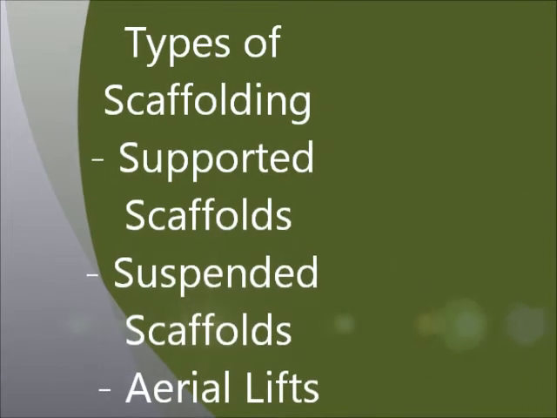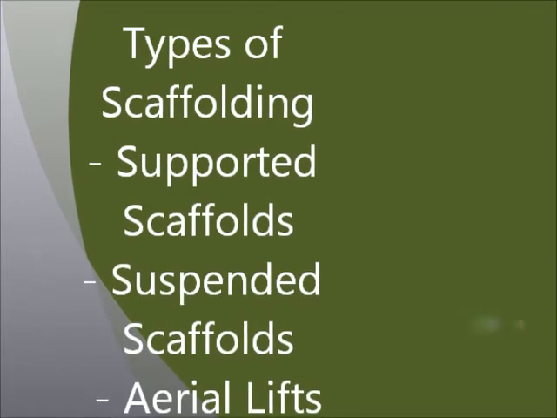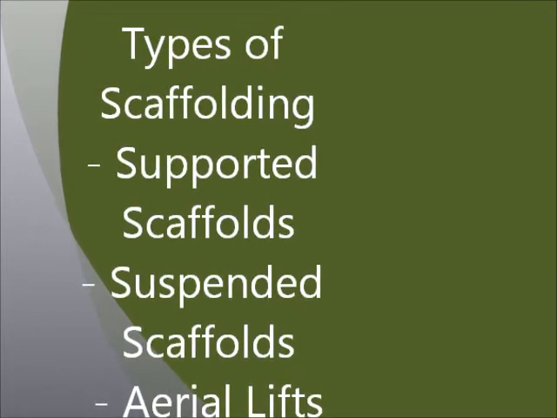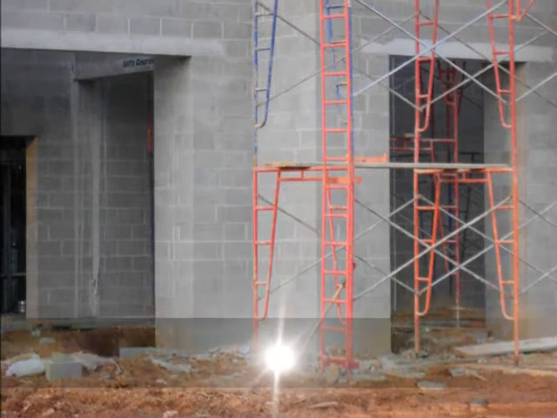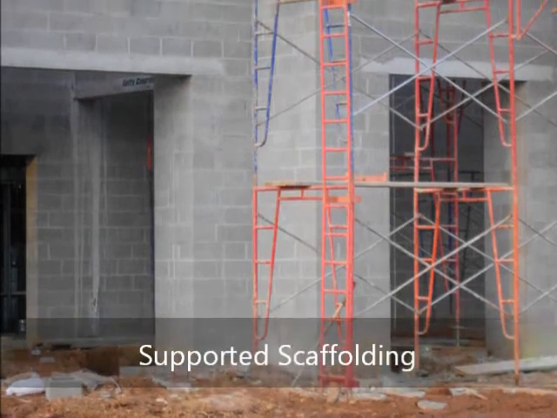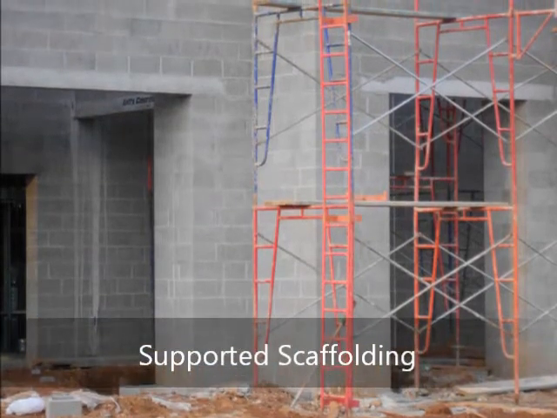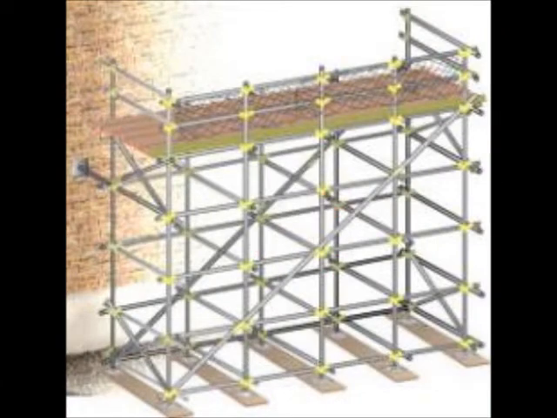Today I would like to discuss scaffolding. The three basic types of scaffolding I will discuss are supported scaffolding, suspended scaffolding, and aerial lifts. First we will discuss supported scaffolding. Supported scaffolding is made up of platforms supported by rigid load-bearing members such as poles, legs, frames, and outriggers.